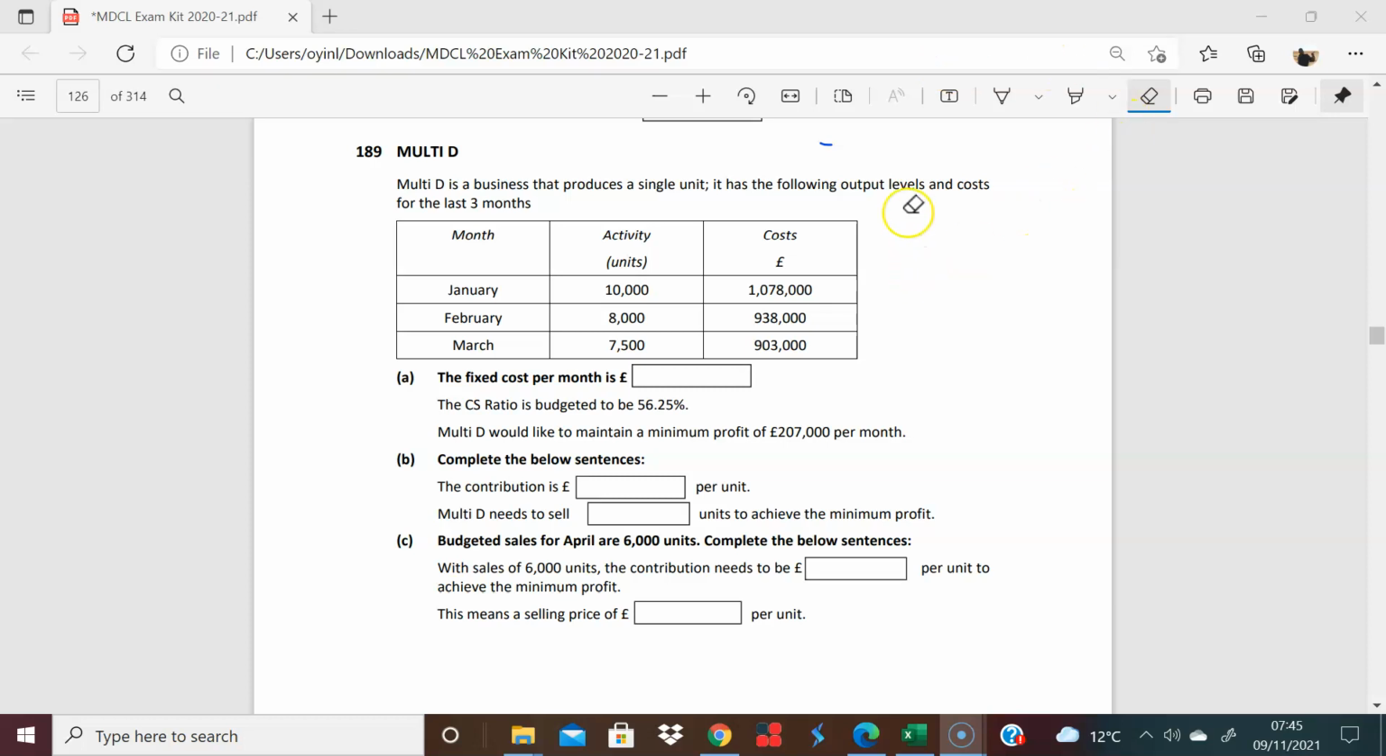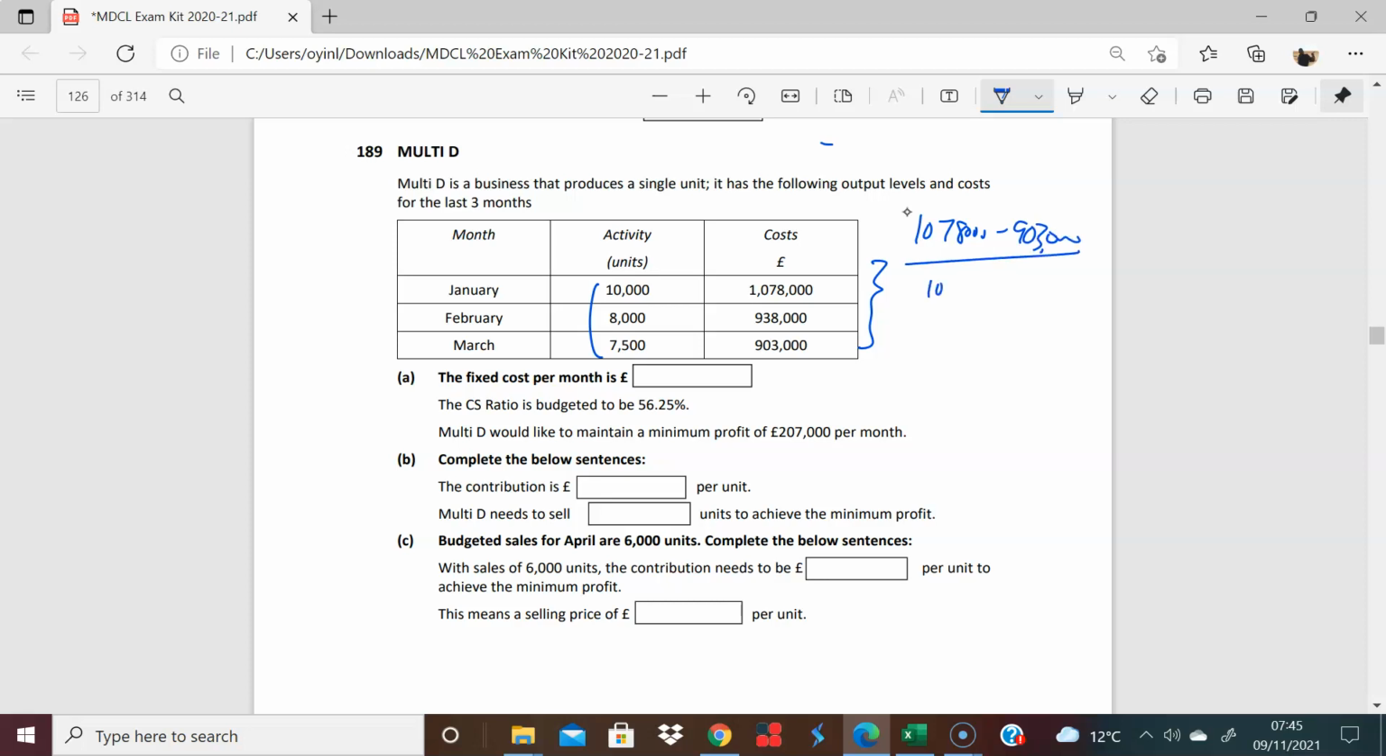Right, let's carry on with this question. Here, this is sort of playing around with different things. They give you this information for you to work out fixed costs, which you can do. This is really asking you to use the high-low method. So you can say 1,078,000 minus 903,000 divided by 10,000 minus 7,500. You can find the variable cost first and then apply it. So let's do that very quickly.